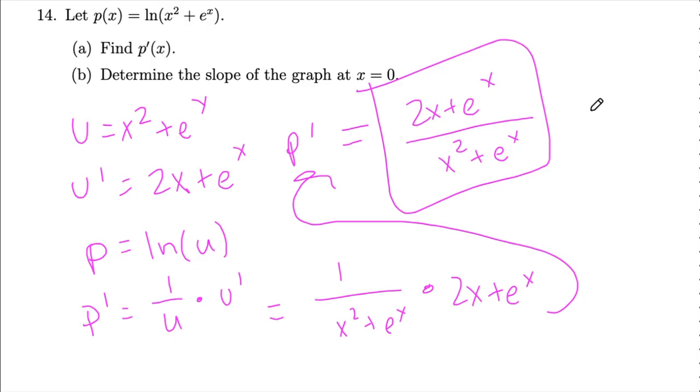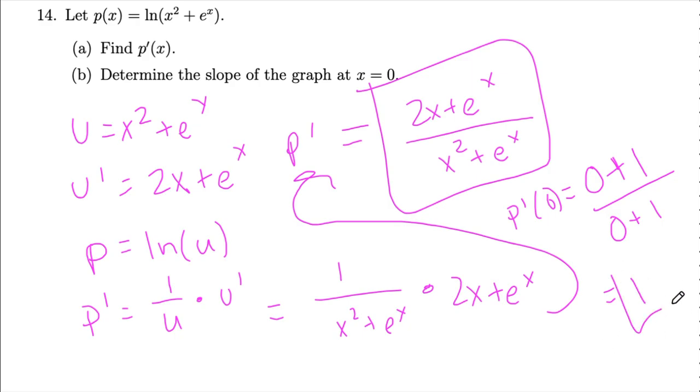It says determine the slope of the graph at x equals 0. Of course, you have to know that p prime represents the slope. So what we are looking for is p prime of 0. Let's plug a 0 in everywhere. For the first term, we get 2 times 0, which is 0, and then e to the 0, remember any number to the 0 power is 1. So the numerator is 1. The denominator, x squared, becomes 0 squared, which is 0, and again e to the 0 is 1. So then we have 1 over 1, which is just 1. So this would be the slope of the graph at x equals 0.